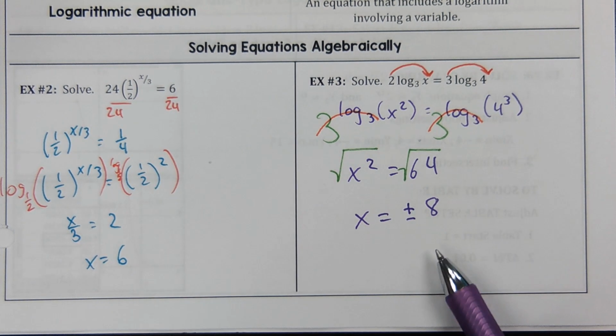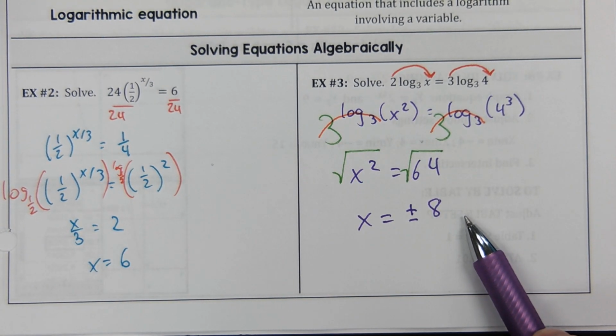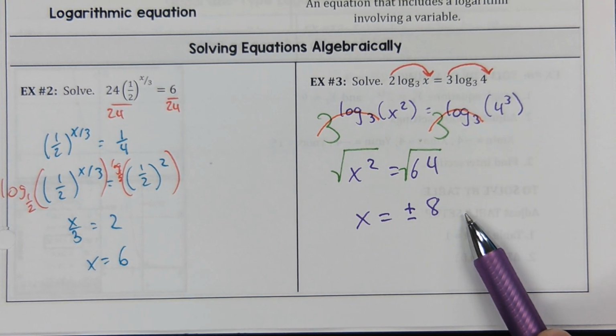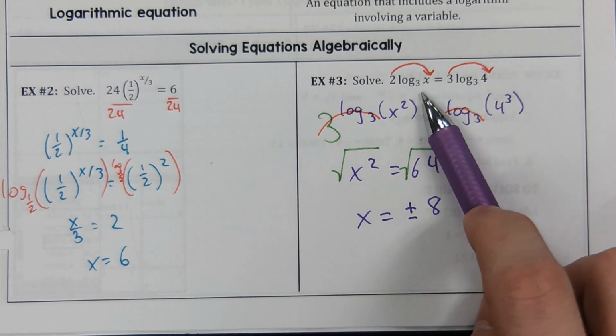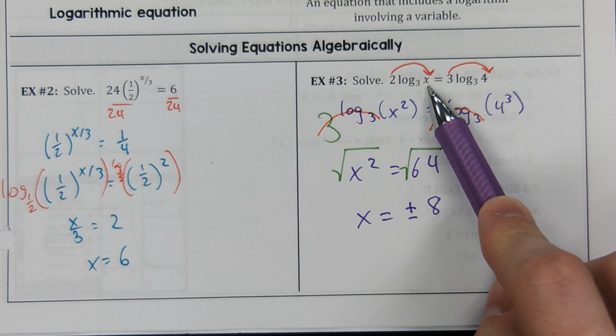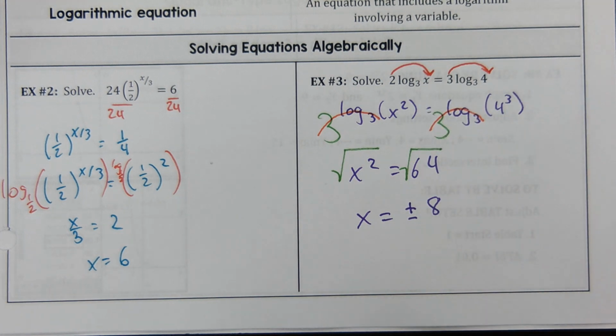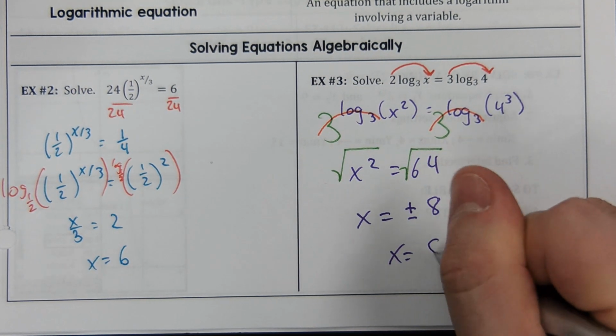And technically, you should all have said plus or minus 8. Nobody said plus or minus 8. However, the argument of a logarithm cannot be negative. So negative 8 is an extraneous solution. So the only true answer is positive 8.